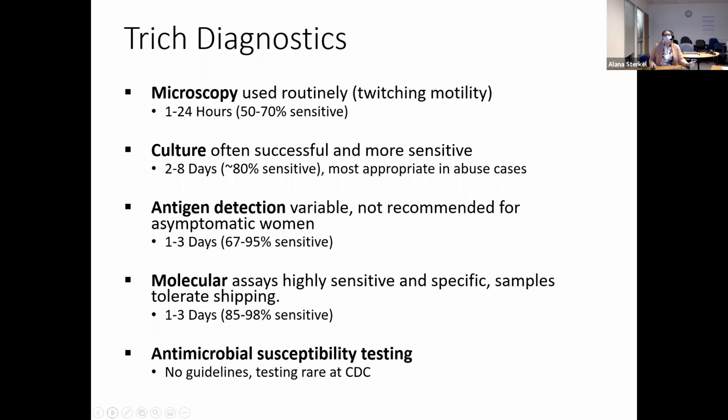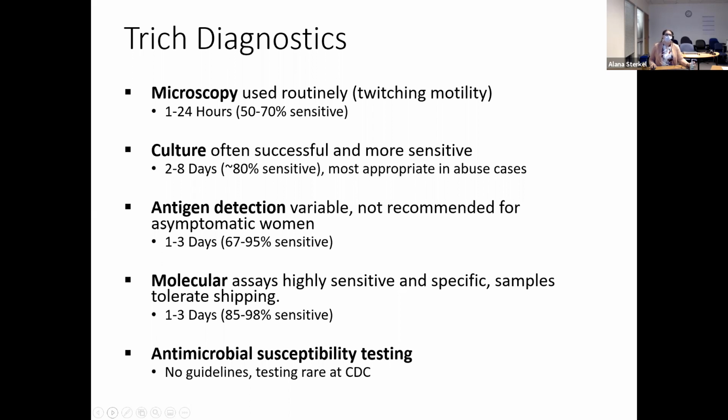Next. So unlike mycoplasma, we have lots of different diagnostic methods for Trichomonas. Microscopy has been used for a long time for early diagnostic ability, even within the clinic, putting a wet mount on from a vaginal swab. You can see that twitching motility and see it in there very quickly. However, it's not that sensitive. It's reported around 50 to 70% sensitive.